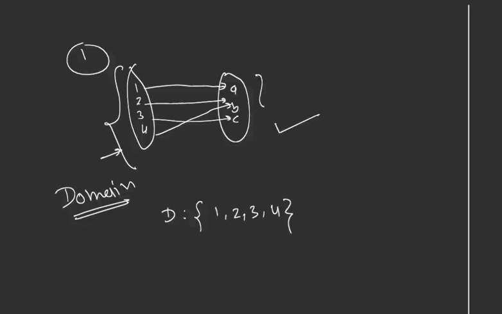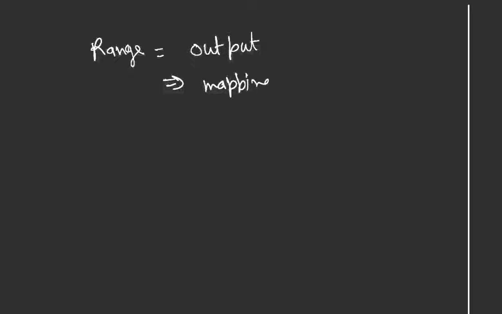Now if I ask what is the codomain, all the second set elements are called the codomain. So the codomain of this is A, B, C. There is one more point here: what is the range of a function? In a simple way, range is also called the output, or the mapping from A to B. Whatever mapping is there from A to B, the elements of B which are mapped are called the range. Let's take an example.